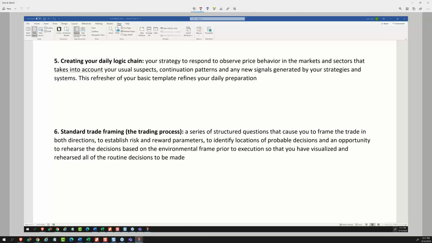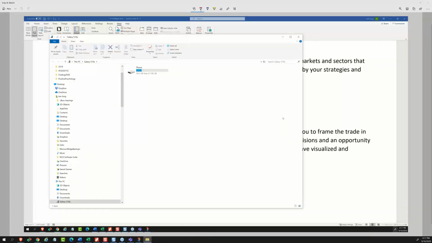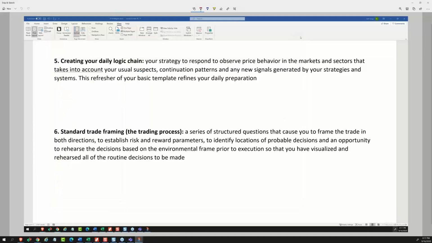All right, so number 5, creating your daily logic chain. And this is your strategy to respond to observed price behavior in the markets and sectors that takes into account your usual suspects, or the things you usually trade, your continuation patterns, and any new signals that are generated by your strategies and systems. This refresher of your basic template refines your daily preparation. So I want to follow the logic chain now, the conceptual map of how we get to the daily logic chain.